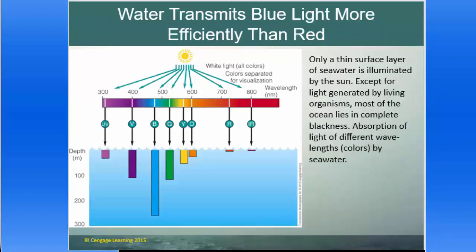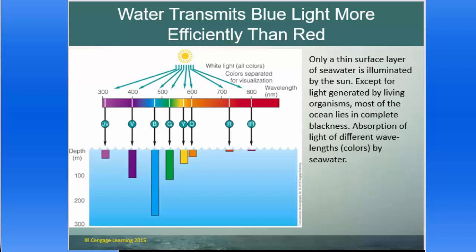Water transmits blue light more efficiently than red light. If you take all of the sunlight, which we refer to as white light, all of the visible light from the sun, it's between about 300 and 800 nanometers of wavelength. That's literally the length of the waves between one crest and the next. And so the blue light travels through water most easily.